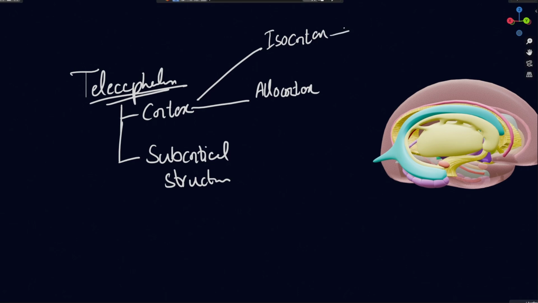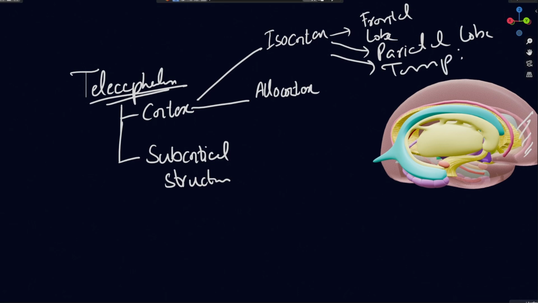So isocortex includes frontal lobe. This one is the frontal lobe. Parietal lobe is on the other side. You see parietal lobe, temporal lobe, and what else is left? Yeah, our beloved occipital lobe. And from allocortex, what is that? Hippocampus, which includes hippocampus proper, dentate gyrus, and indusium griseum, right? And then we have olfactory bulb and olfactory tract.